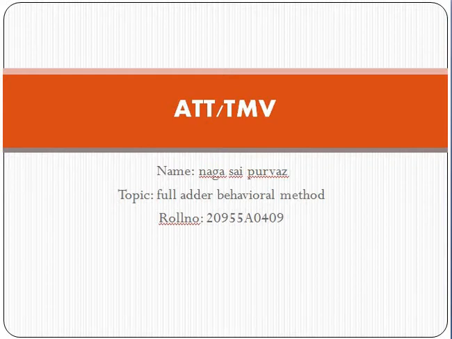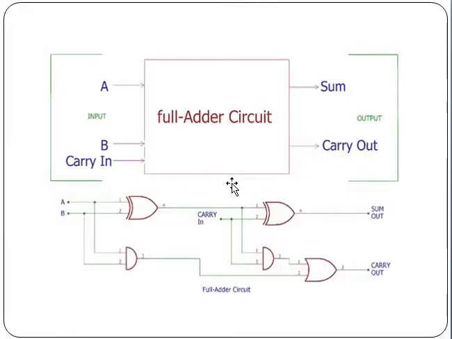Before going on to the topic, we have to know what a full adder is. So this is the full adder circuit, and this is the full adder's block diagram. A full adder is a 3-bit adder where it adds the 3 bits and gives us the output as sum and carry. And this is the circuit diagram of the full adder.